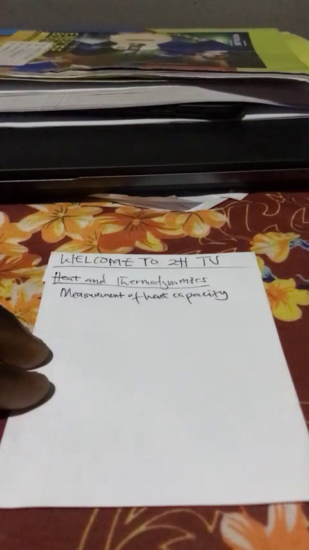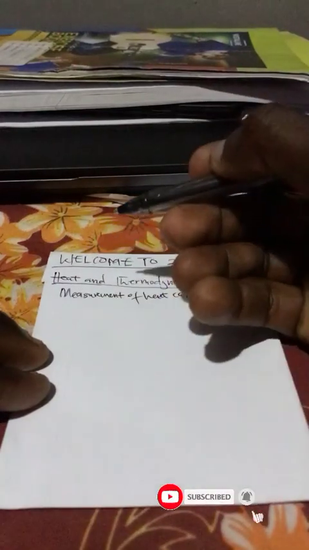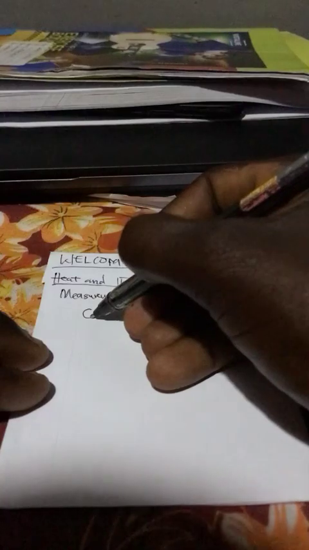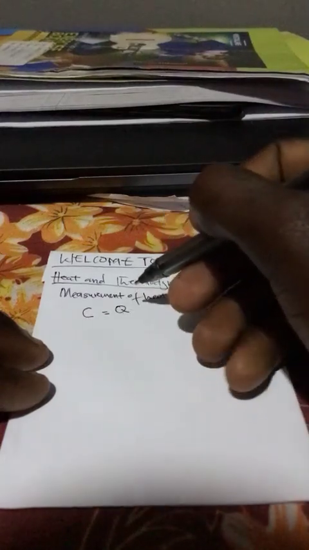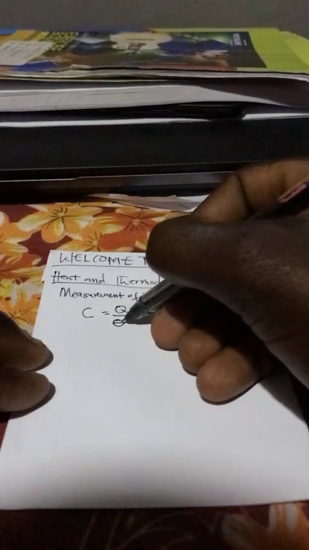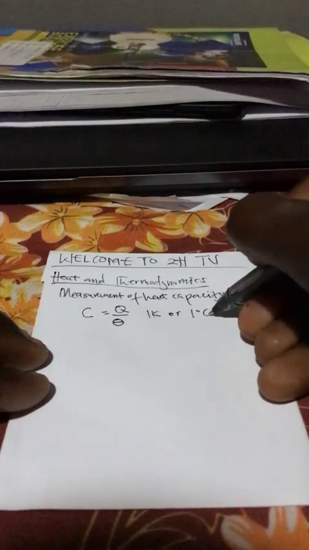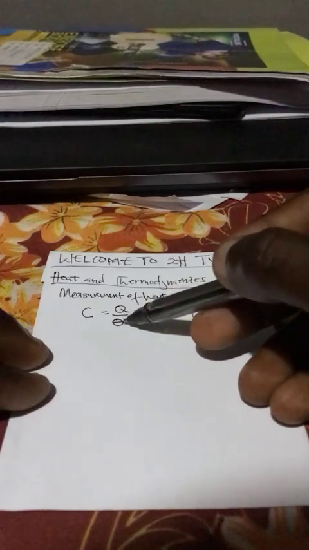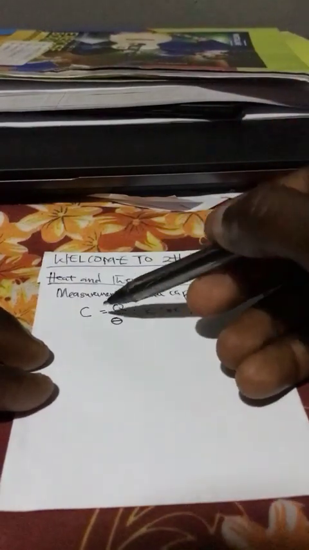Let's look at what heat capacity is. Then we look at what specific heat capacity is. Heat capacity is simply represented by a capital letter C. Heat capacity is defined mathematically as the quantity of heat required to raise the temperature of a body by 1 Kelvin or 1 degree Celsius. The temperature is either in Kelvin or degree Celsius. So this is heat capacity.